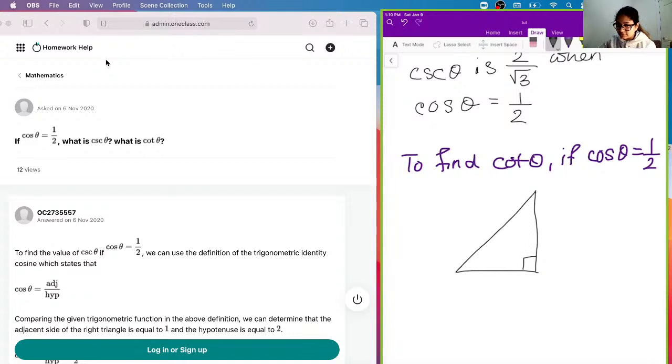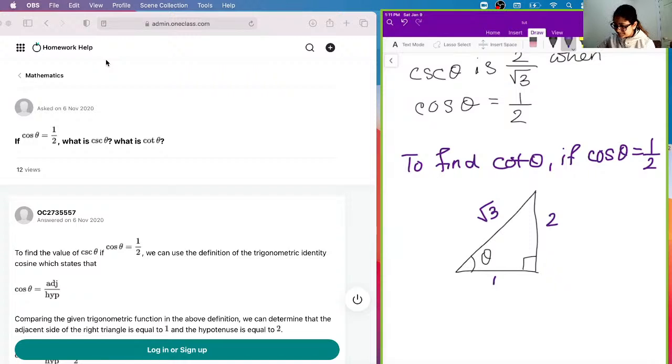Okay, you have a right angle triangle. This is your hypotenuse. Let's say we're given cos theta, and this is our angle, theta. Let's say this is 1, this is 8.